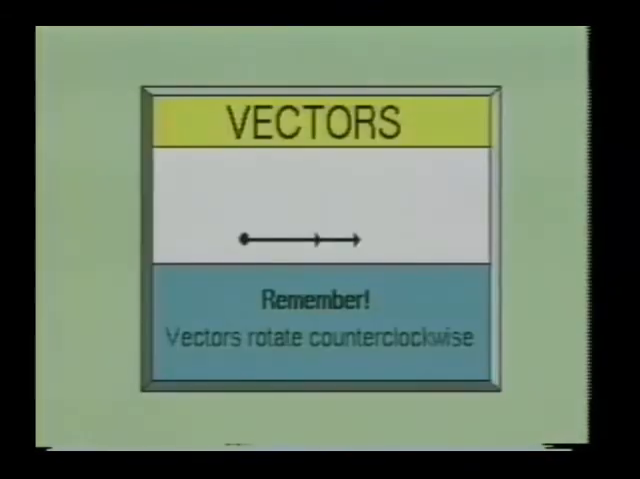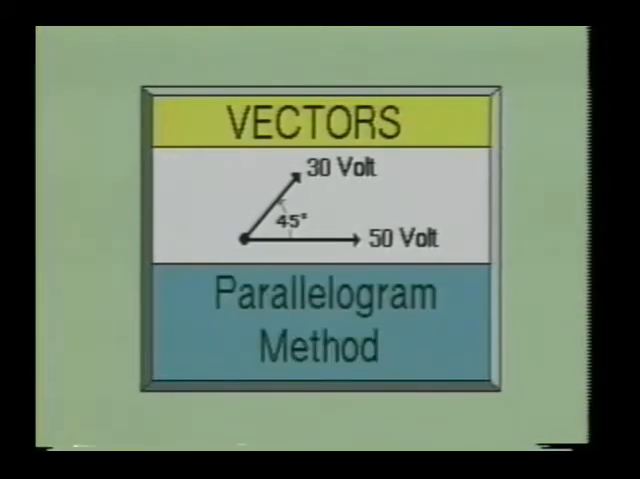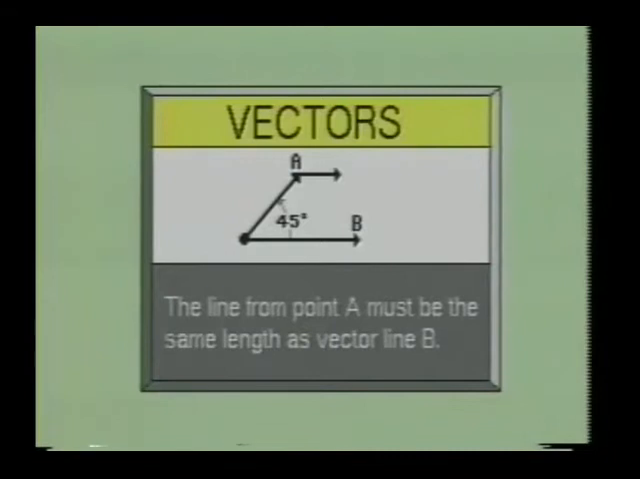Here we see a vector for two voltages 45 degrees out of phase. One has an instantaneous voltage of 50 volts, and the other an instantaneous voltage of 30 volts. If you notice, the 30-volt vector is placed 45 degrees in a counterclockwise direction from the 50-volt vector. The simplest method of finding the result of these two vectors is to use the parallelogram method. To achieve this, first we draw a line from point A and make it parallel with the vector at point B.